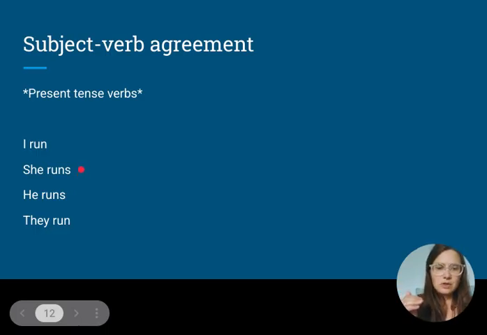So you need to make sure that if you're using third person singular in the present tense, you have the correct ending. And of course, if you're using first or second person singular, you use the correct ending, which is not adding anything. I run. You run, which is not on there. Now, plural would be they run. So that's third person plural, and we don't have to worry about this rule of adding an S.